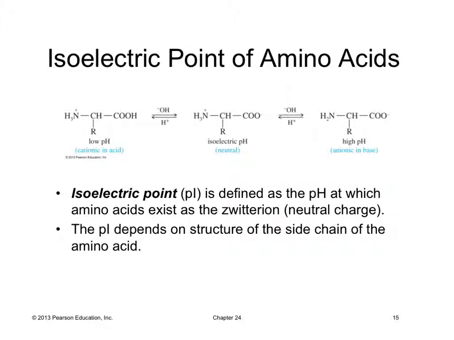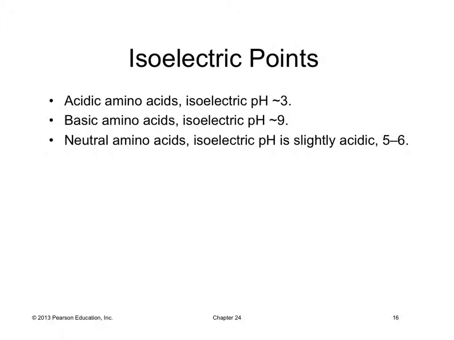Isoelectric point. This is again showing that under acidic conditions, it's going to be protonated and bear a positive charge. Under basic conditions, it's going to be negatively charged, deprotonated, and at the isoelectric point, it'll be neutral. The pI, or isoelectric point, is defined as the pH at which an amino acid exists as a zwitterion, and the pI depends on the structure of the side chain of the amino acid. Acidic amino acids have a pH around 3, basic around 9, and neutral around 5 to 6.